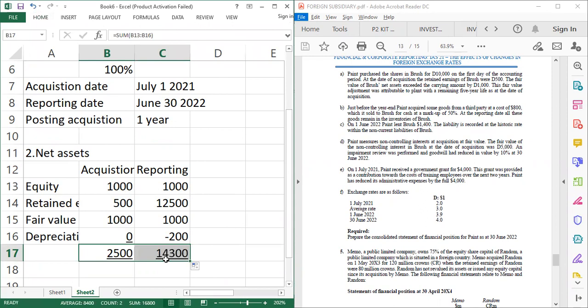It is the parent that is selling. The net asset is for the subsidiary. Okay, so that will go to the parent. The profit on that, the unrealized profit, is the parent's retained earnings. So it goes to the parent.